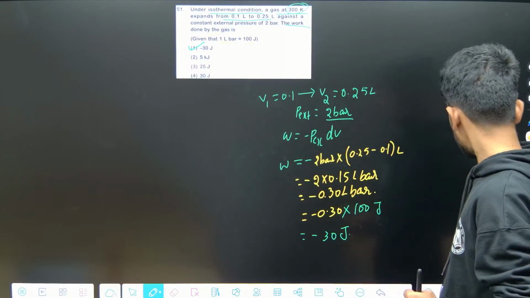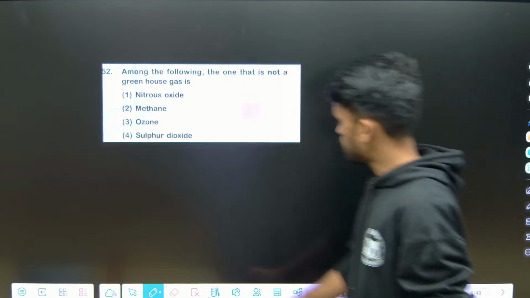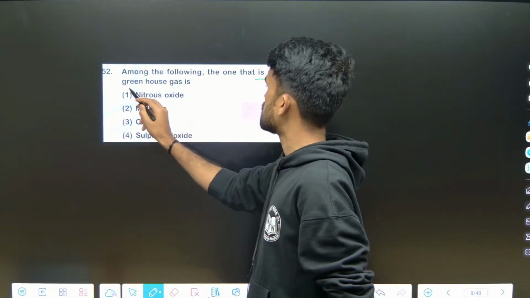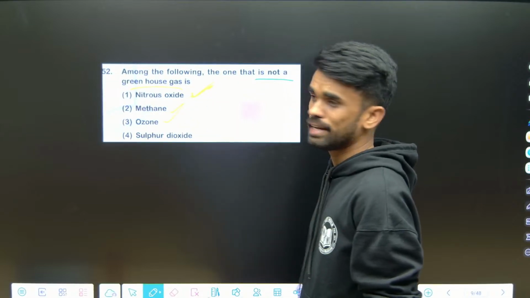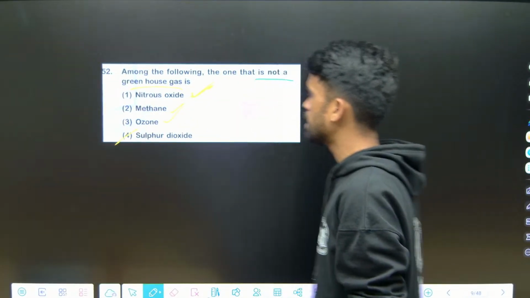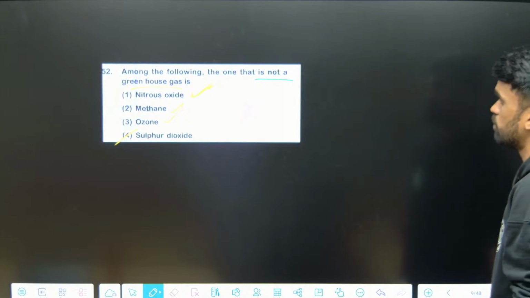Okay, next, which among the following is not a greenhouse gas? Yes, so these three, methane, ozone and nitrous oxide, are greenhouse gases. Sulfur dioxide is not a greenhouse gas. So option 4 is correct for this question.